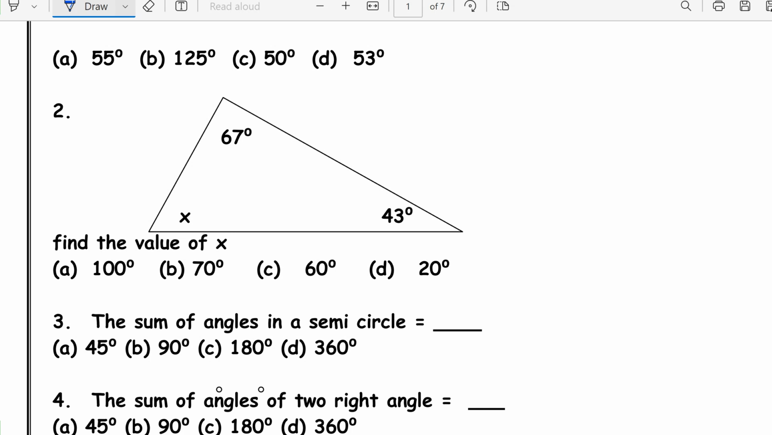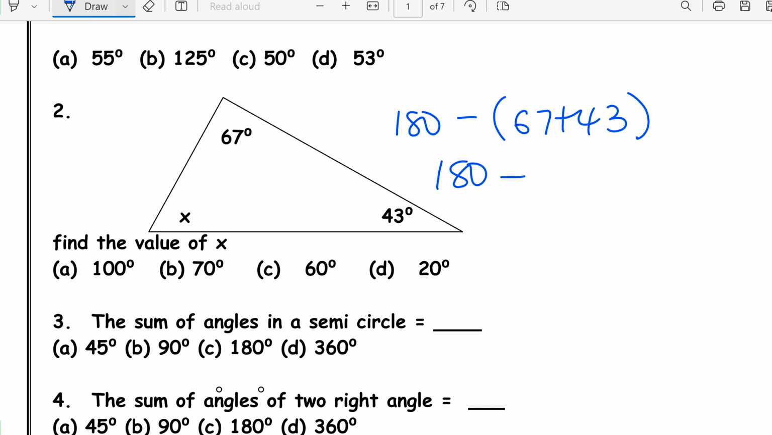Okay, now let's go. For question number 2, what do we do? We know that the total angle in the triangle is 180. So just the way we did number 1, we'll do 180 minus 67 plus 43. Once you do this, you now have 180 minus 110. Then you get your answer. I'm not going to tell you what the answer is. I want you to finish this.